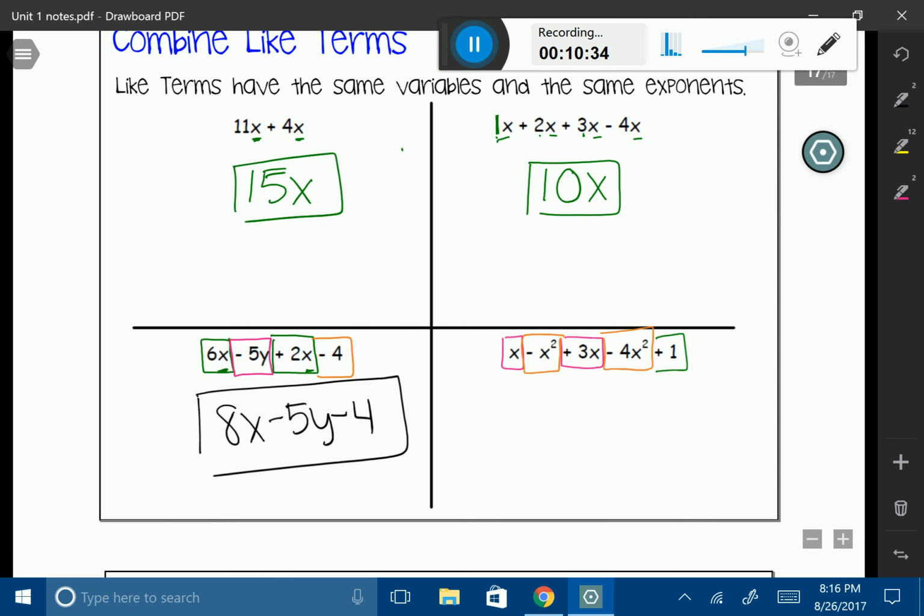Let's go ahead and combine the x's. I have x plus 3x. Well, that's going to give me 4x. Let's look at my orange. Negative x squared minus 4x squared. Well, that's going to give me negative 5x squared. And then +1, well, they have nothing to combine it with, so I'm just going to write +1. And I'm done.